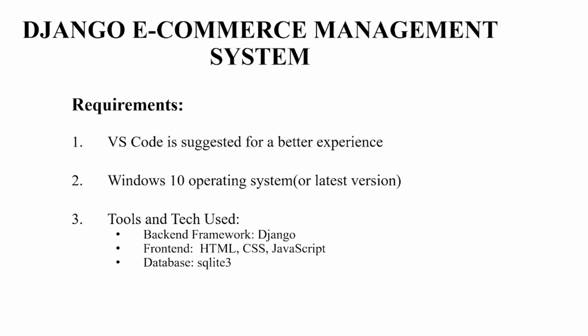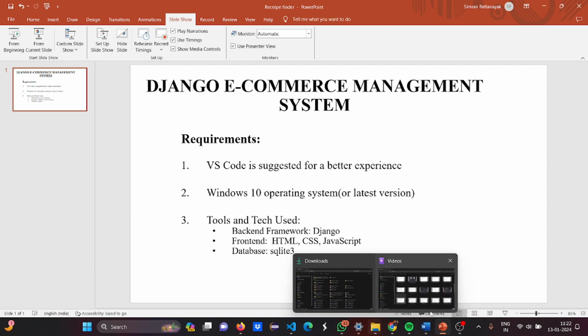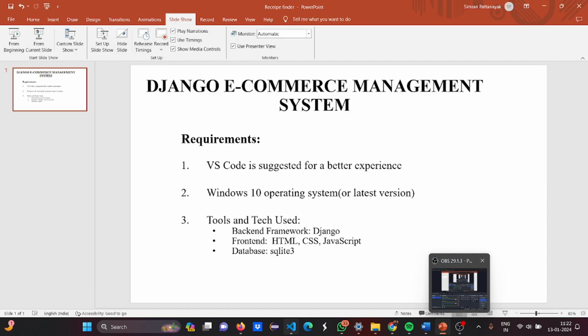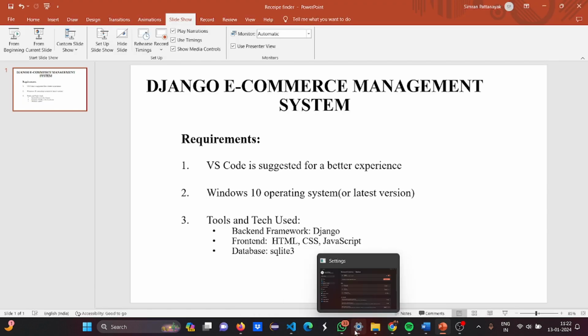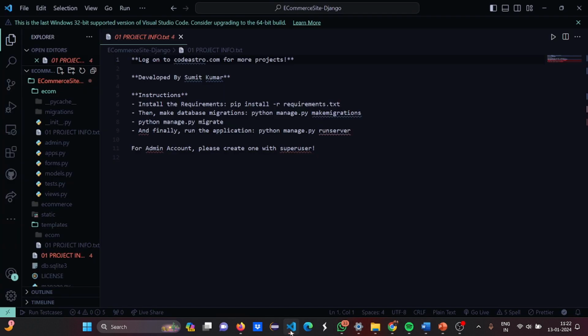Then let's see the tools and tech used here. The backend framework is obviously a no-brainer, which is Django. The front-end framework is HTML, CSS, and JavaScript, and the database used here is SQLite 3. So I hope you understood the requirements. Now what we are going to do is have a look at the code. Let's go to VS Code.